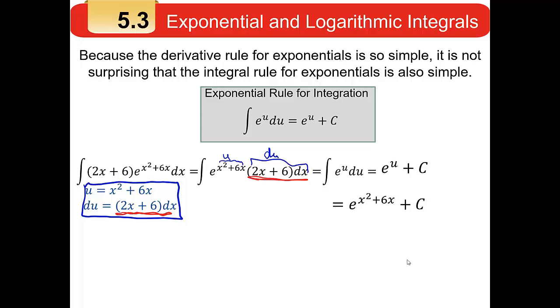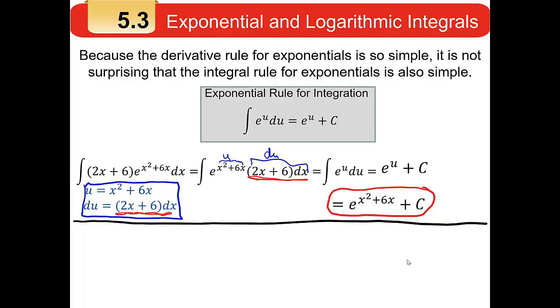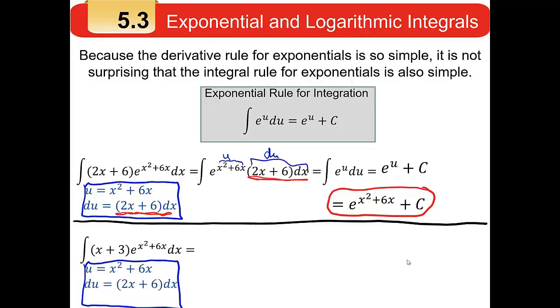Let's take a problem very similar to this, though, and solve it. Notice this is very similar, but instead of having 2x plus 6 as the multiple, I've got x plus 3. That's got to change things because I know that u is still going to be x squared plus 6x, which means that du is still going to be 2x plus 6 times dx. But this time I don't have a 2x plus 6. I just have an x plus 3. There's got to be something that's going to get me out of that jam.